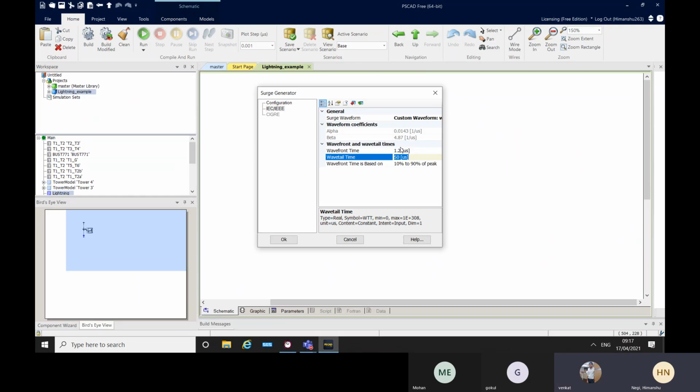We can do that using multi-run, I think. And in the same way we can control the tower footing as well. We can control this as well.